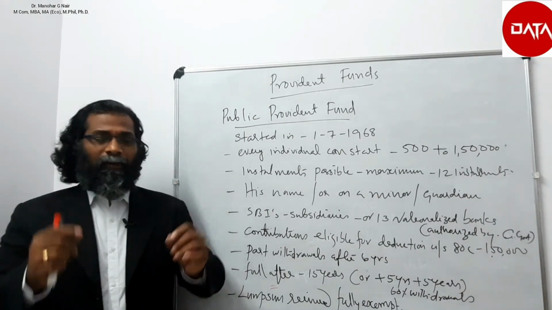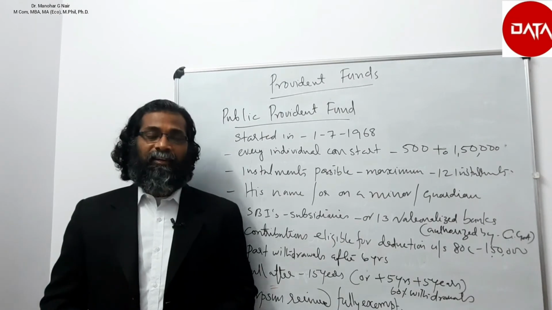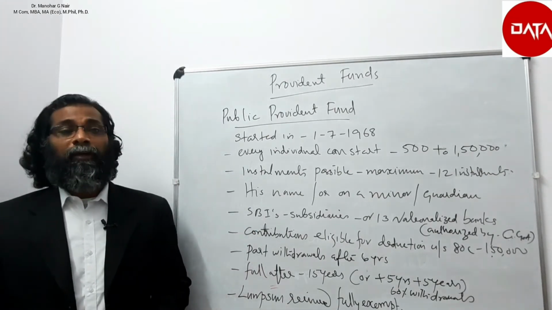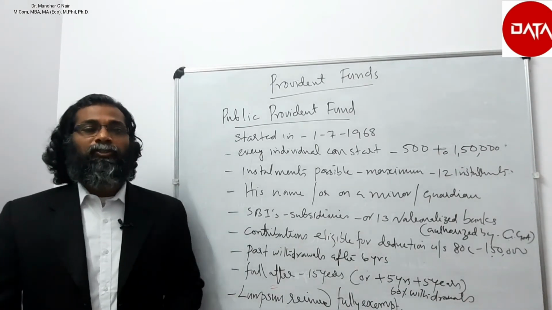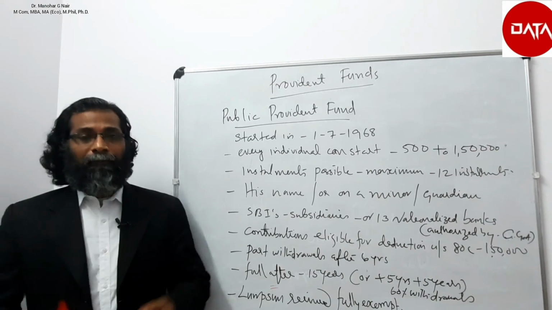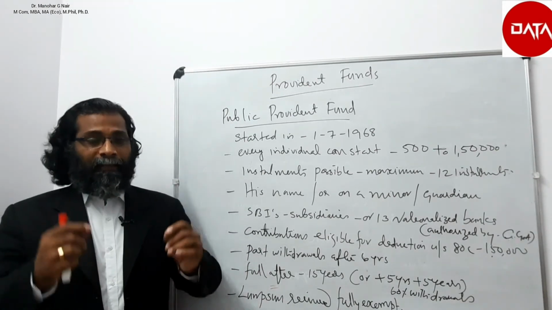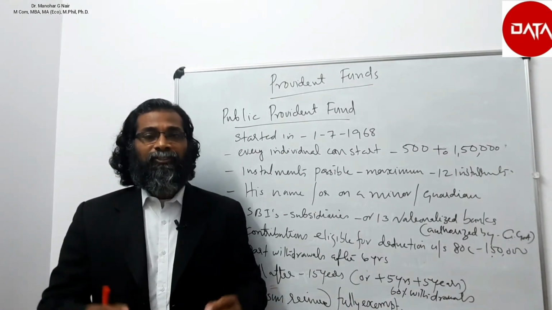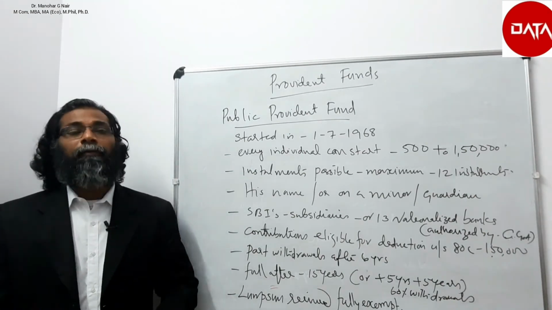So part withdrawal is also possible from the public provident fund once it completes 6 years, but there are certain conditions for the withdrawal if it is a part withdrawal. The full withdrawal is possible after the completion of 15 years. At the time of the full withdrawal, the individual is not liable to pay any tax for the money received from the public provident fund.